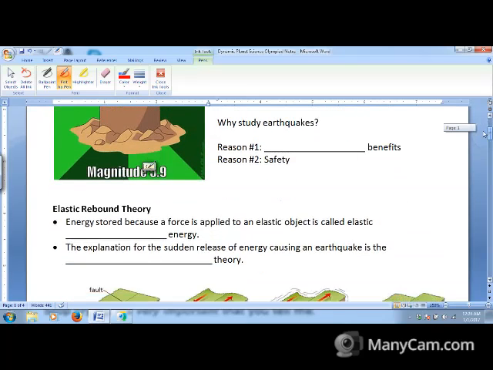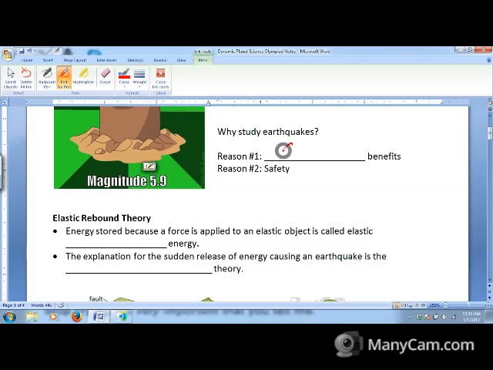So why should I study earthquakes in the first place? Well, number one, eventually you're going to live in the real world and you're going to have to go to college or find a house, and you're probably not going to want to locate yourself in a place with a high amount of earthquakes like China or California. So it's just something to keep in mind, or if you do go there, then you have to educate yourself. Reason number two is obviously safety.